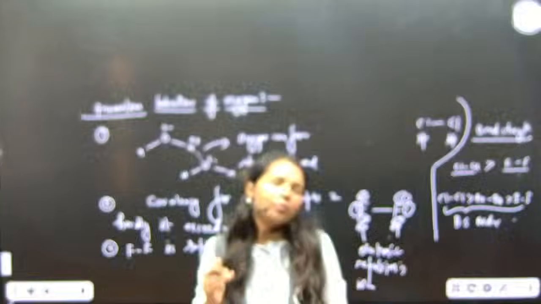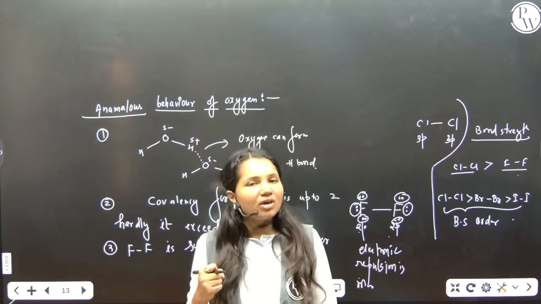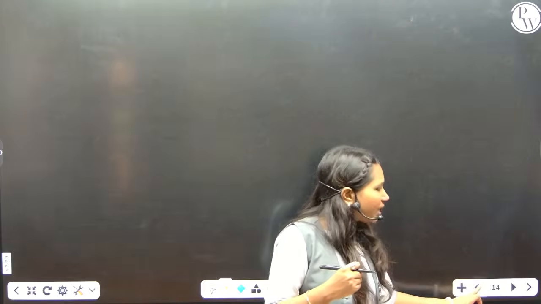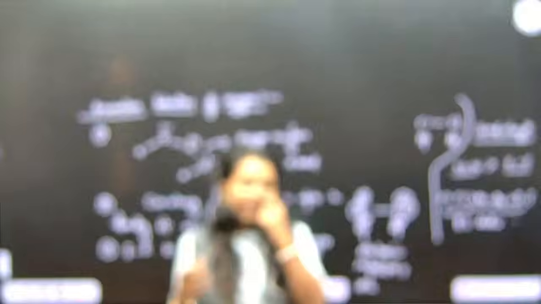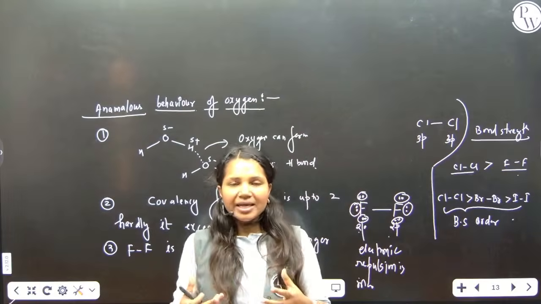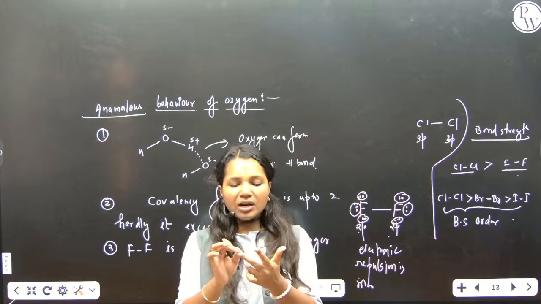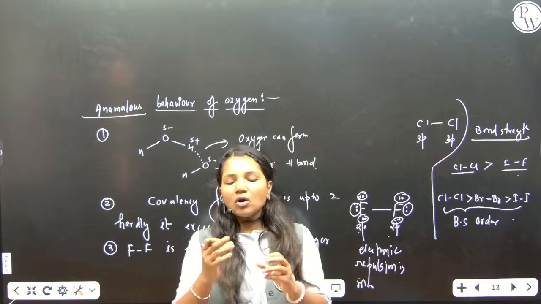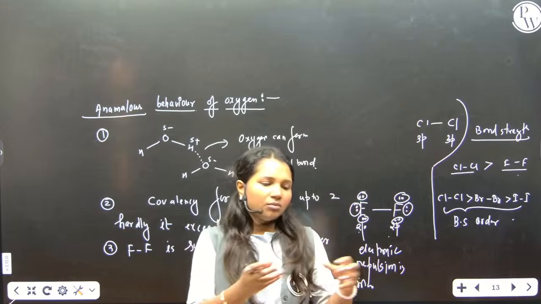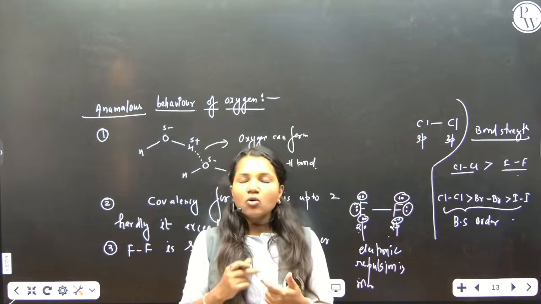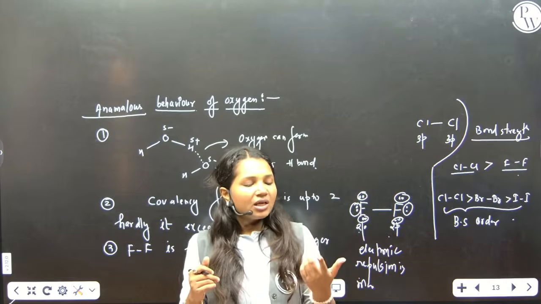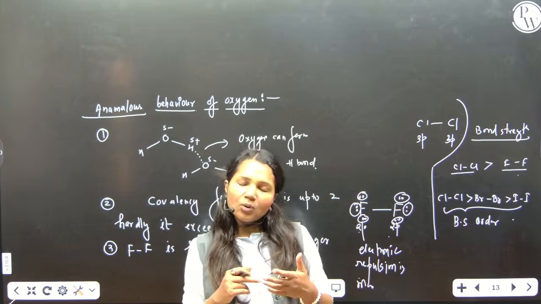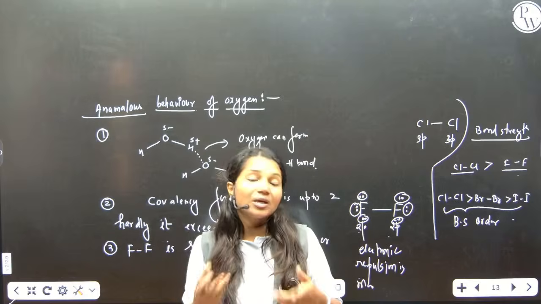One part of our portion is over: anomalous behavior of the first member. Let me quickly summarize this. Boron, carbon, nitrogen, oxygen, fluorine, we have done. Boron's anomalous behavior: it forms bonds with Lewis bases. Boron covalency is up to 3, it can go up to 4. The trihalides of boron cannot hydrolyze.